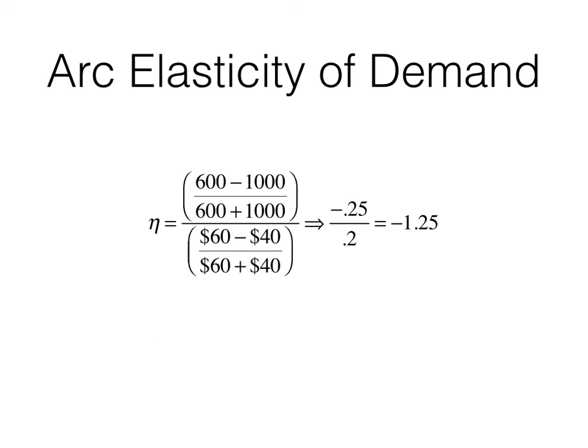Okay, looking at this one again, we want to look at the new quantity minus the old quantity divided by the new quantity plus the old quantity. Divide all that by the new price minus the old price divided by the new price plus the old price. And what we have is a minus 25% decrease in the lawns mowed given the 20% increase in price going from between 40 and 60. And this tells us that the arc price elasticity of demand for Jen's lawn service is minus 1.25, which again, that is elastic in demand.